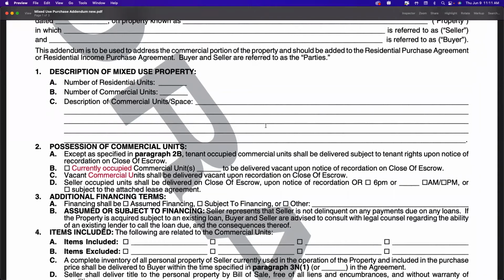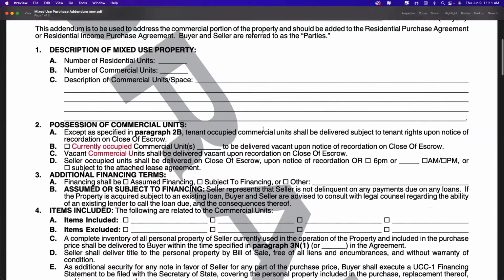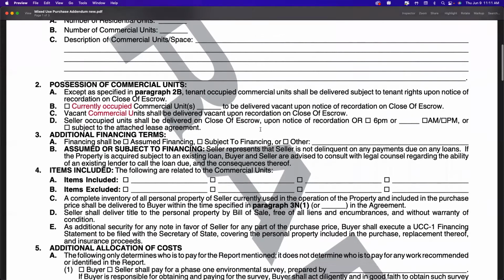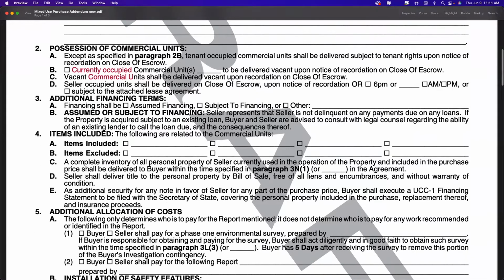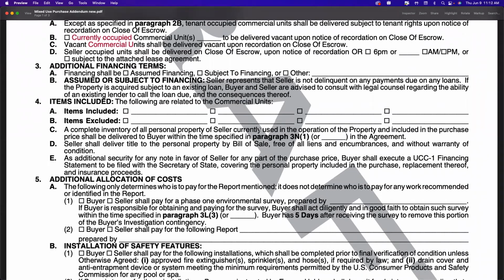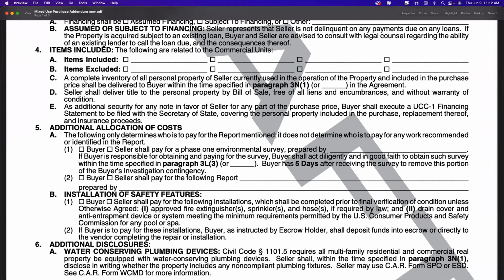So we're going to answer the questions, right? How many of these are residential units? How many of these are commercial units? The description of the commercial space, whether it's tenant occupied, if it's currently occupied, if it's going to be vacant, any additional financing terms that might be associated with it because it is a mixed use building, what's included with the sale, and any additional allocation of costs for environmental surveys and things like that that come with commercial transactions that aren't addressed with our residential income and other purchase agreements.